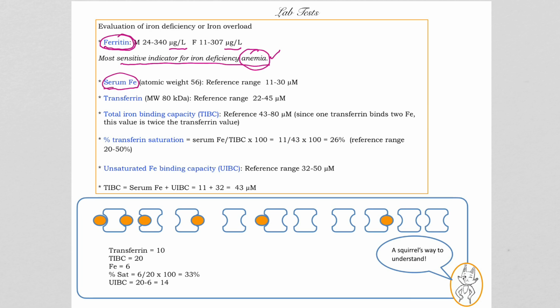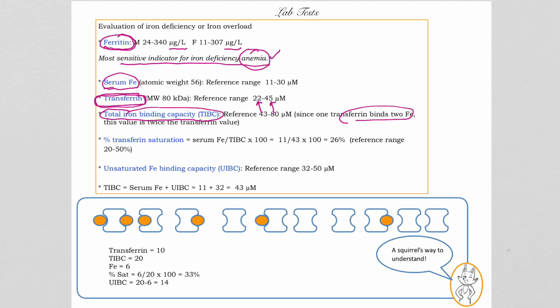We can measure the iron that is bound to the transferrin. Then we measure transferrin. Okay, the amount of the protein transferrin in the serum, we can actually measure the protein. And then we have a test called TIBC, total iron binding capacity. Okay, one transferrin binds 2 iron atoms. Okay, so that's why this value is about twice. You can see twice the value of the transferrin.